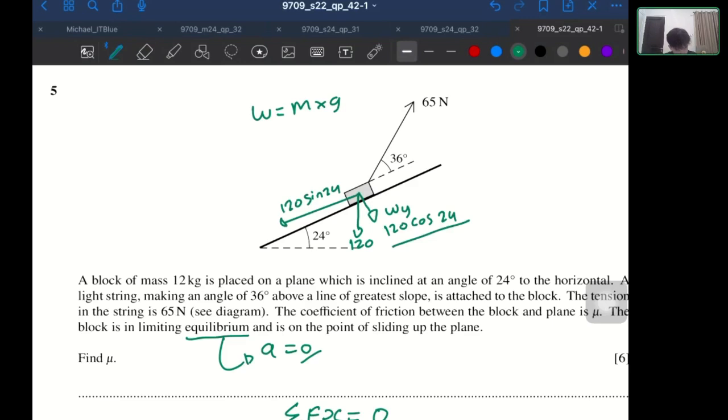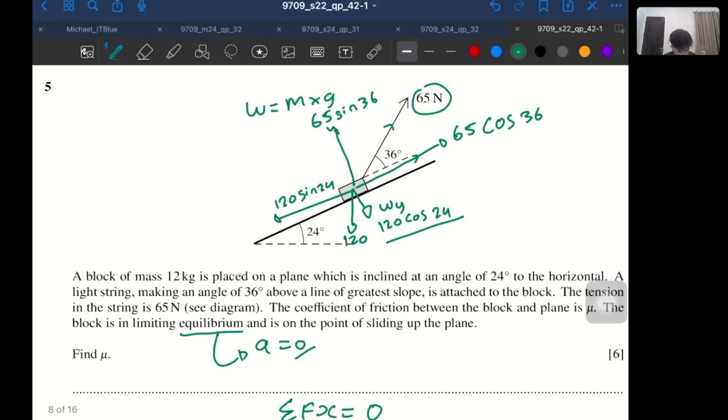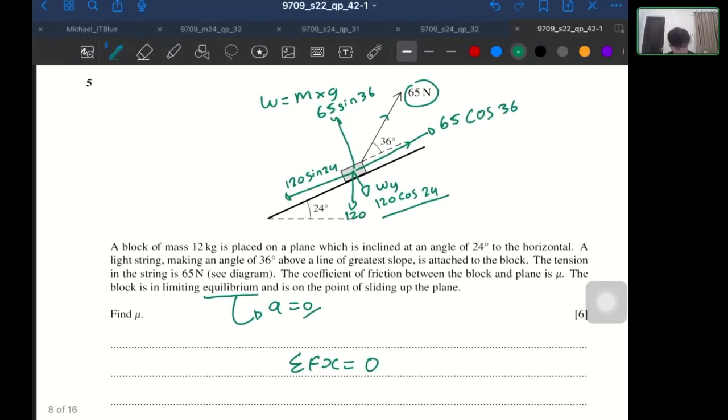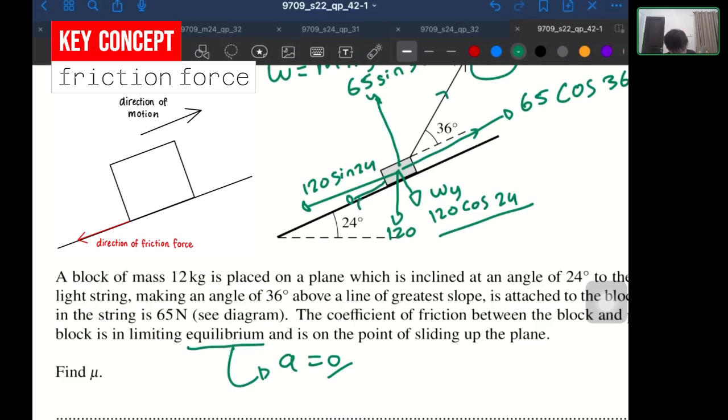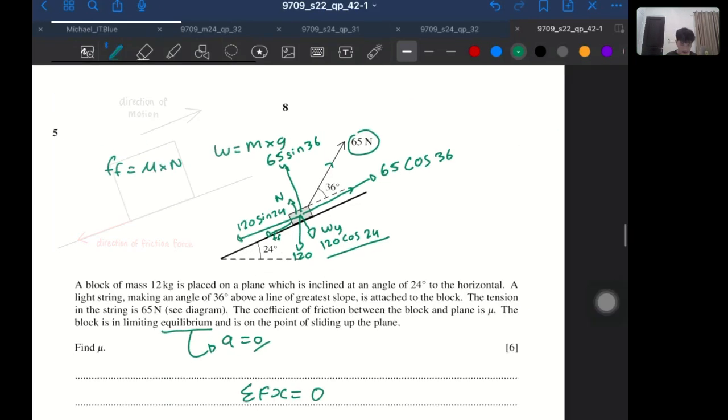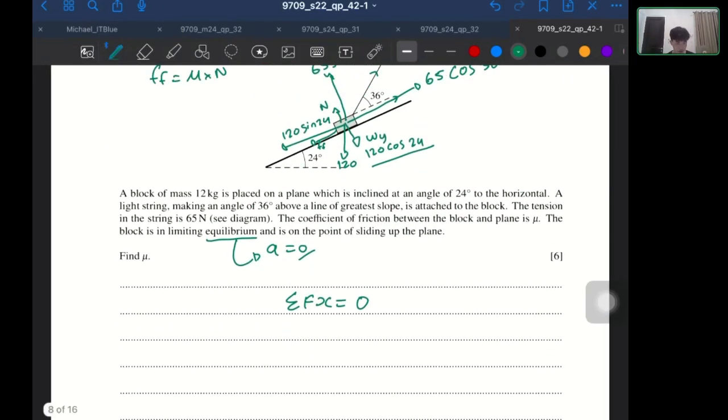Okay, now for the next one, we have this 65 in the x direction. This one is adjacent and this one is hypotenuse. So 65 cos 36. And in the y direction, it is 65 sine 36. Also, it is mentioned in the question that we will be having friction. So there will be friction here. If we have friction, we will also be having normal force. Why? Because friction force is equal to mu times normal force.